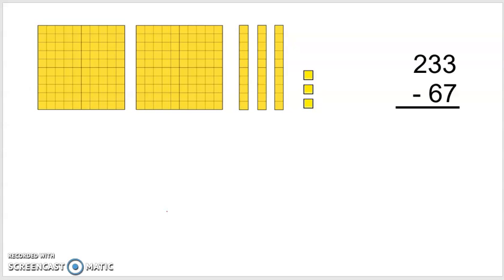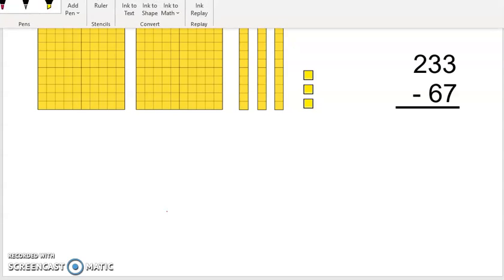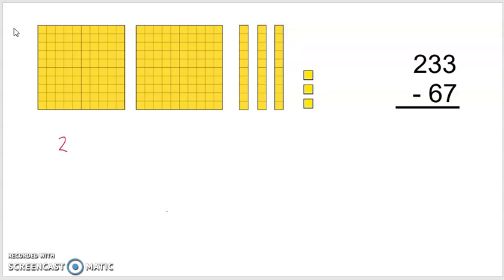And to begin with, 233, you'd write that in expanded form. That is 2 times 100, plus 3 times 10, plus 3 times 1. And in terms of base 10 blocks, that would be 2 flats and 3 longs and 3 units.